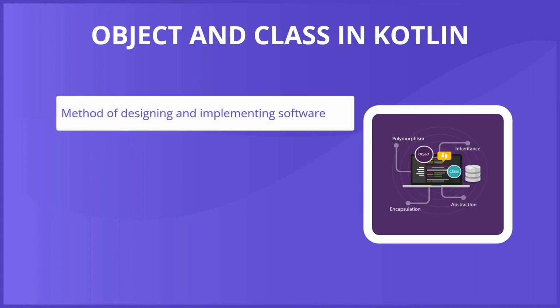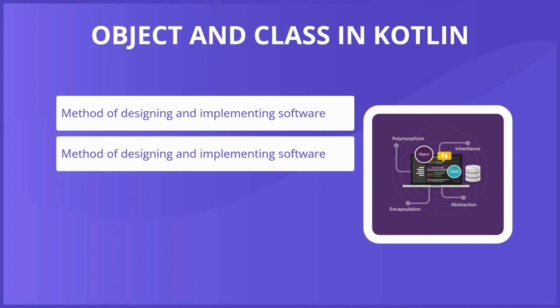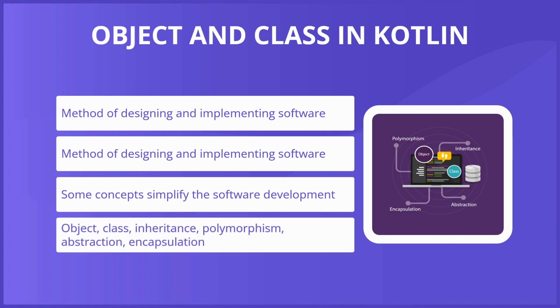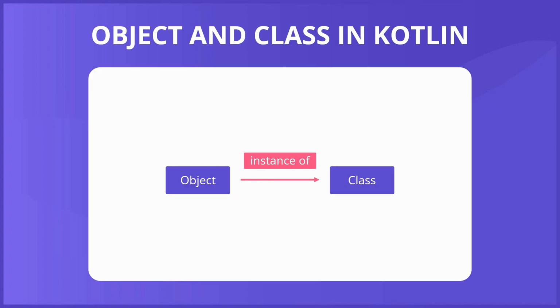OOP, or object-oriented programming, is a method of designing and implementing software. The primary purpose of object-oriented programming is to increase the flexibility and maintainability of programs. It simplifies software development and maintenance by providing some concepts. These concepts are object, class, inheritance, polymorphism, abstraction, and encapsulation. We're going to get to these subjects each in its own time and in great detail in the coming slides. But I want to start with the concept of object orientation.